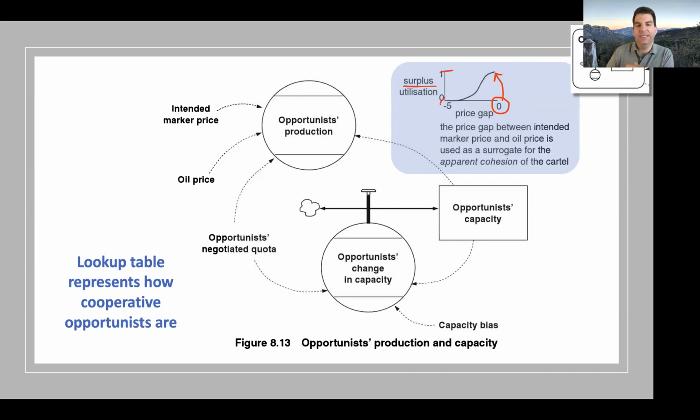But when the actual price, and you can think of this in dollars per barrel, gets much less than the desired price, then in that case, we model the swing producer as being able to detect it and very likely to kick into punitive mode. And so in that case, the opportunists will be very unlikely to make use of their surplus oil and put it onto the market. So this little lookup table is just modeling the psychology of the opportunists. All right, so that's all of OPEC.